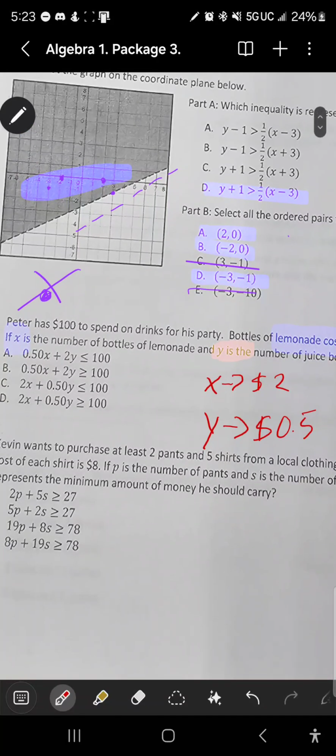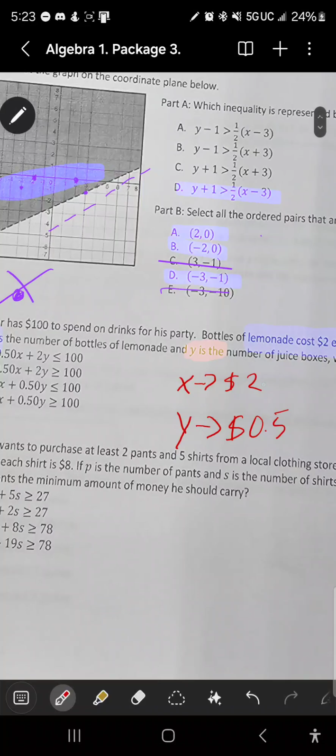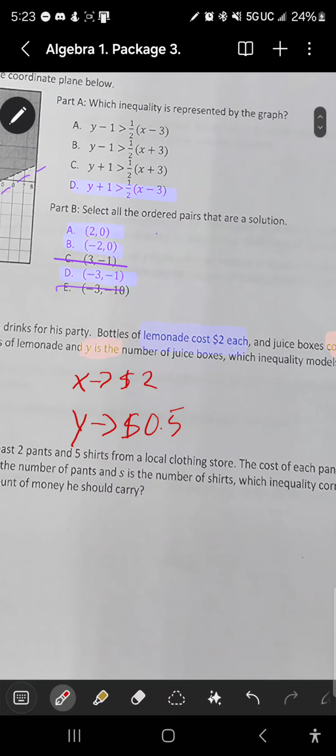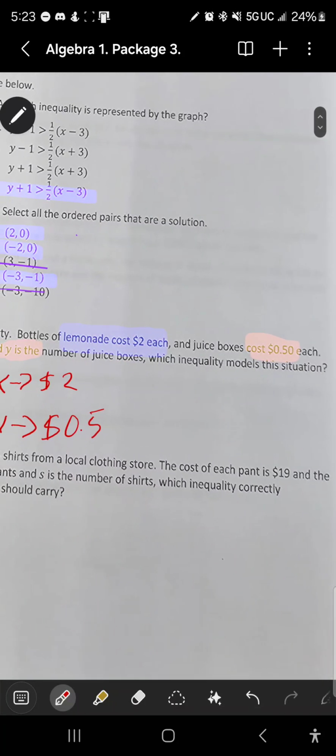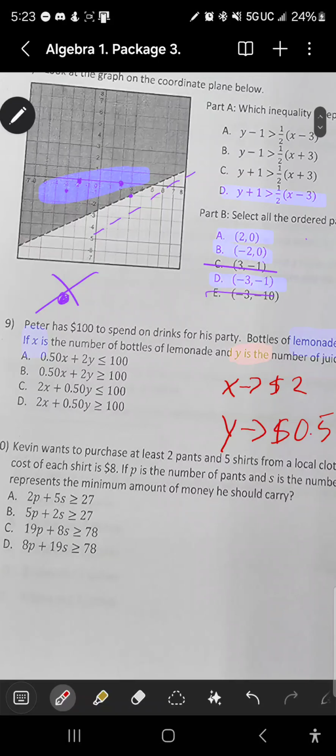So basically, let's reread the problem and analyze it with our words. Or let's do something really simple first. We said that X is the lemonade and Y is the juice. So X goes with $2, which is the cost of the lemonade, and Y goes with $0.5, which is the cost of the juice. So we can see X is going with 0.5, which is not what we want. This is reversed. So we know that it's not either A or B. Now we need to figure it out between C and D, which have the right amounts.